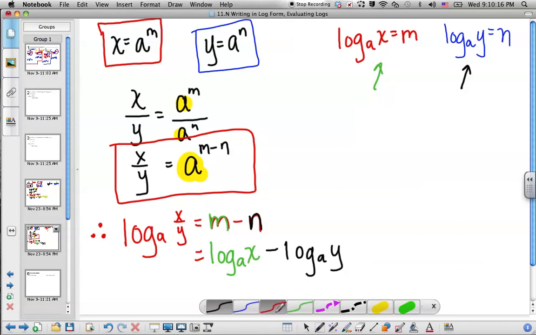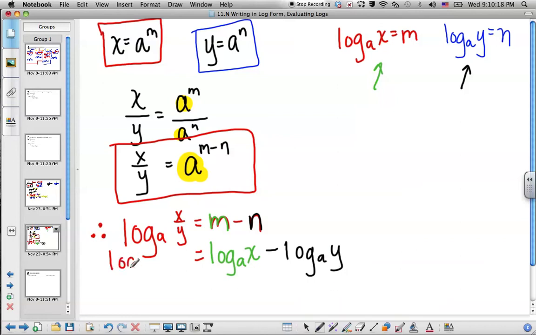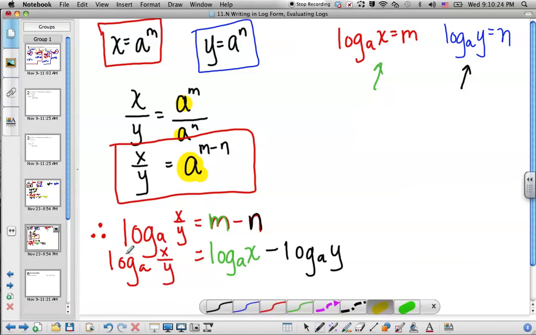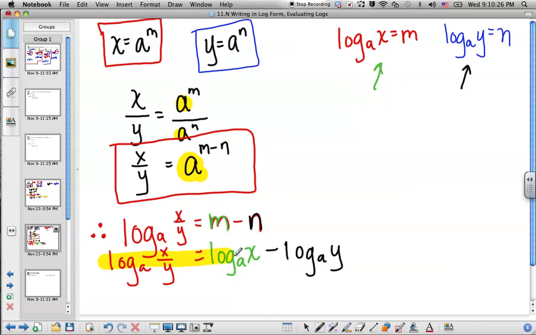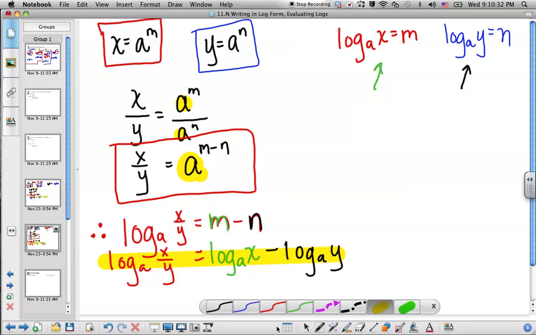And if I put in my equation here at the front, if I have log base a of some value x divided by y, then that's writing the same thing as log base a of x minus log base a of y. So what do we do with these now that we have these two laws? Let's look at two examples.